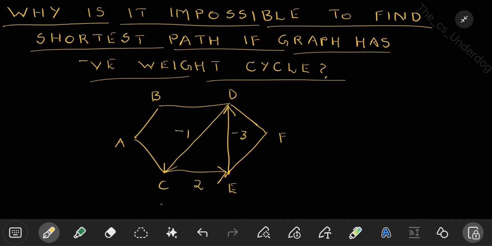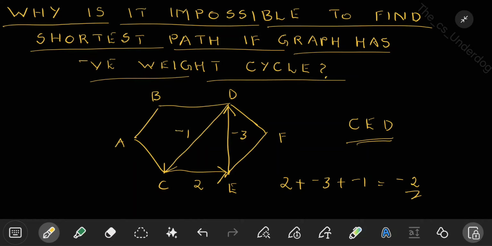Which means if you do CEDC, if you do this traversal, 2 plus minus 3 plus minus 1 will give a total of minus 2. So this is a negative weight cycle. Cycle CED is a negative weight cycle. Why is it that if this cycle is present, then in this graph you will not be able to find the shortest path?